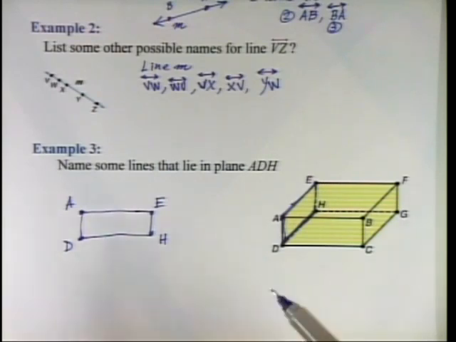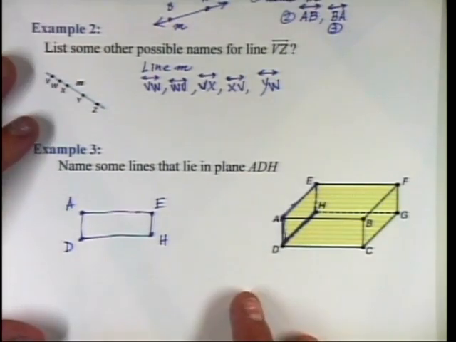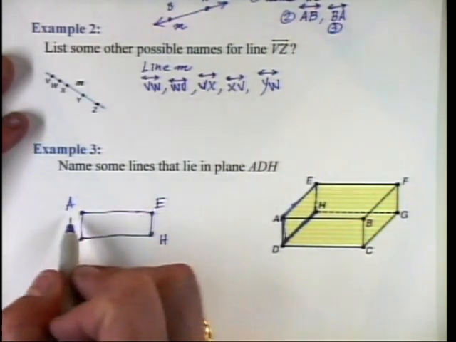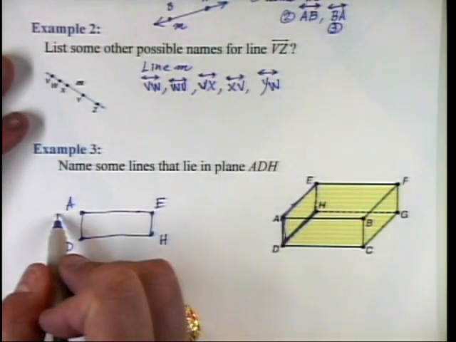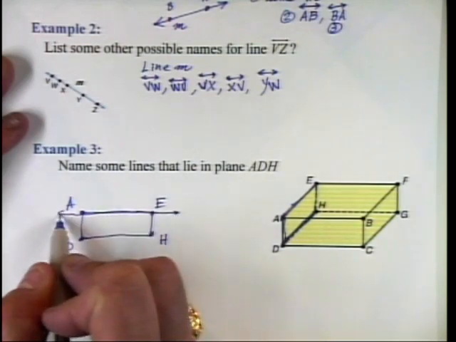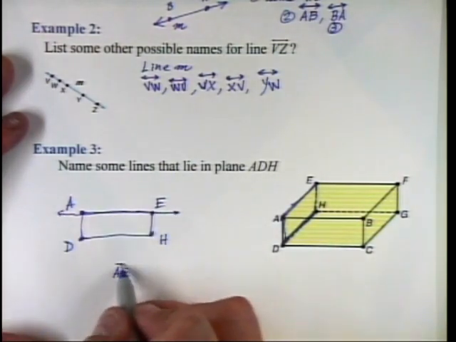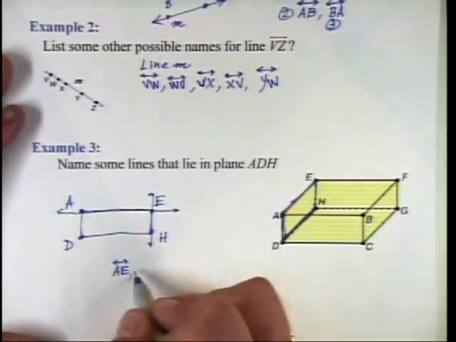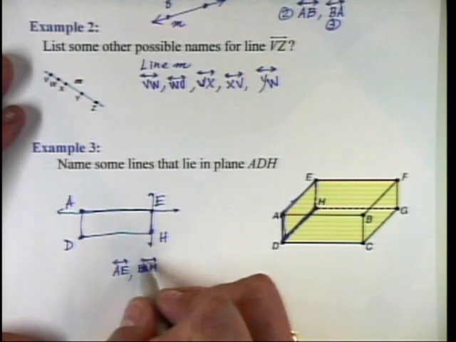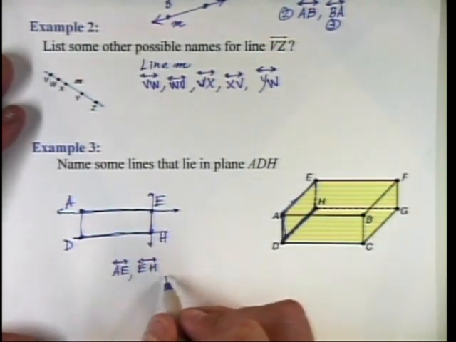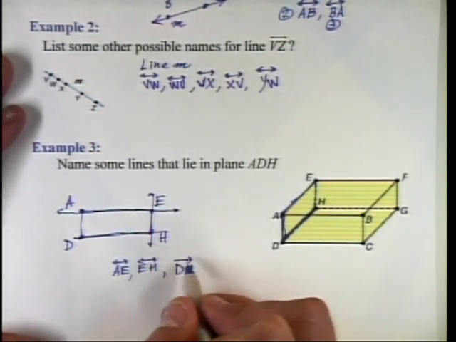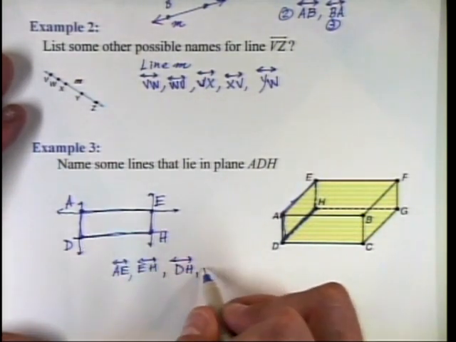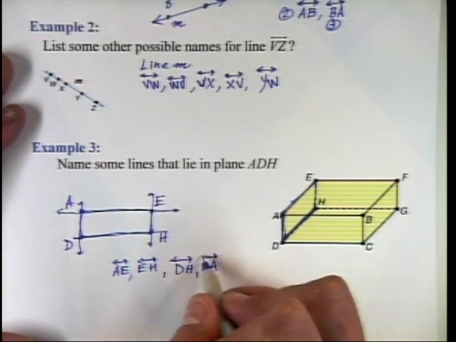We've taken the side of the box here, and we've drawn it from the frontal view, and now we're trying to name some lines. Now notice that these are not really lines because they don't extend infinitely in all directions, but we can imagine the line coming through here extending both ways. So we have line AE, and of course we can call that EA as well. We have line EH. We can keep going here. We can call that line DH or HD, doesn't matter. And we have this line here that can extend. We can call that line DA or AD.